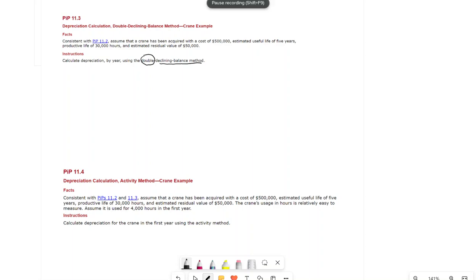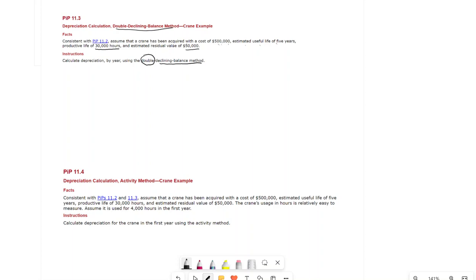We're going to go back to the previous example, where we did the straight line. Now we're doing it assuming that the crane was acquired for 500,000. Estimated useful life is 5 years, and productive life is 30,000. Residual value is 50,000. When you are using double declining, calculate the depreciation by year.